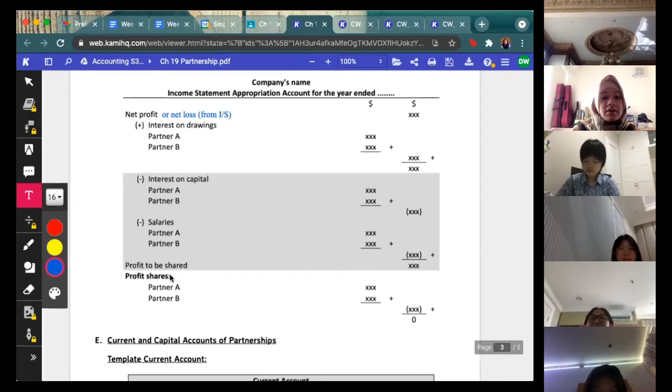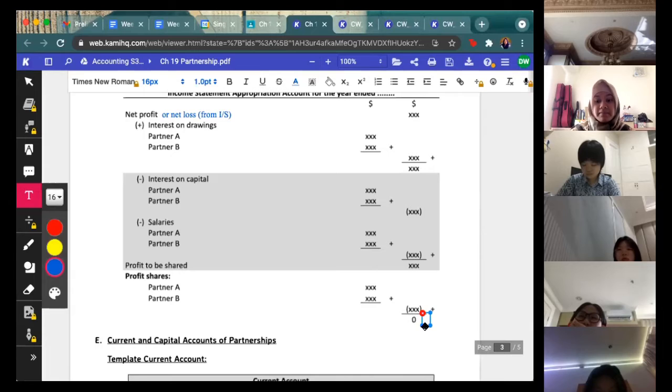Okay. After this profit is shared among partner A and B, the total of this apportionment is put in the right column, the last column, in brackets. It means it has already been shared. After it is shared, it becomes 0. You have to understand that this result at the end has to be 0. This indicates that you have shared that profit or loss.